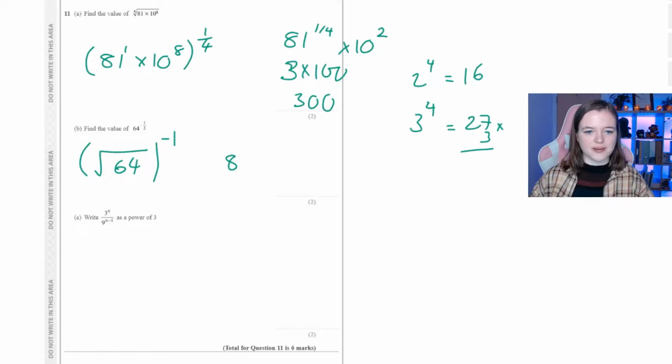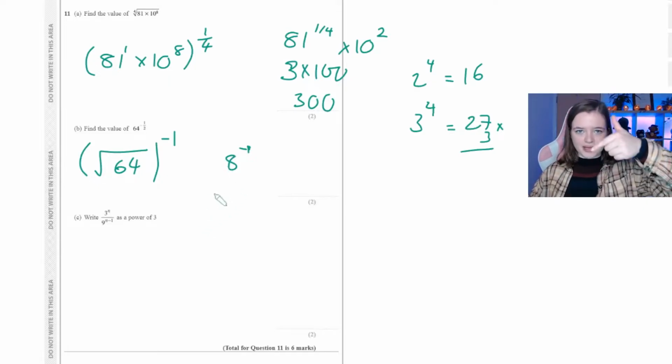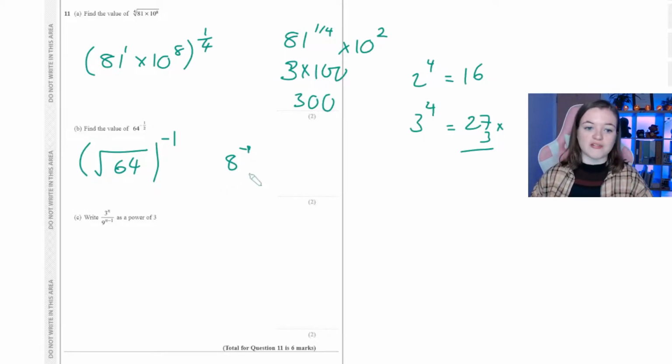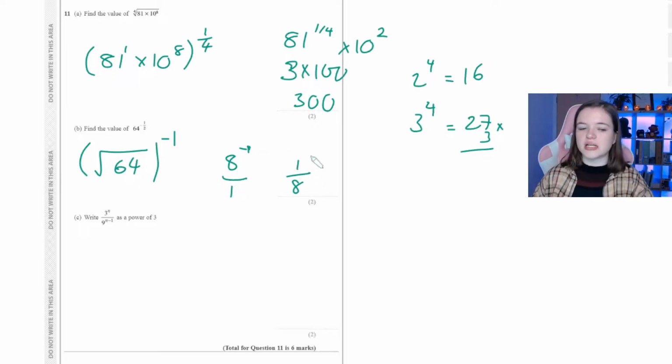And then that's with the power of minus 1. And negative power doesn't mean negative number, it means reciprocal. Reciprocal means you're flipping the fraction, right? If it's already a fraction, you're going to flip it. If it's not already a fraction, you're going to make it one by putting 1 over it, because technically we are still flipping it. If we made this a fraction, it would be 8 over 1, which we're then flipping to make 1 over 8, just like that.